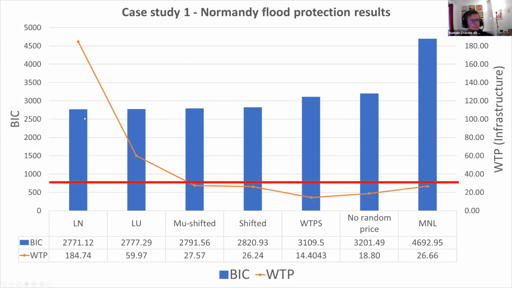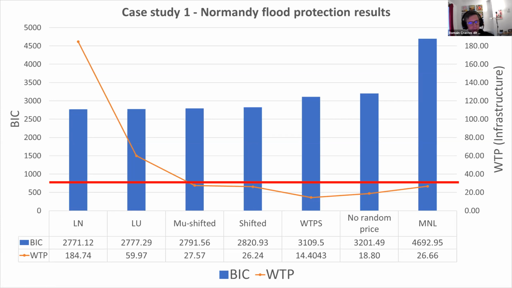And so what can we see? We can see that the log normal and the log uniform all have very high willingness to pay measures, okay? The highest bid again is 32.25. And here I can find 184 euros per year and 59 euros per year. On the other hand, the willingness to pay space model gives 14 euros per year and the non-random price 18 euros per year. The multinomial logit model, which doesn't assume anything regarding the distribution, it's just a point estimate, gives me 26 euros per year.